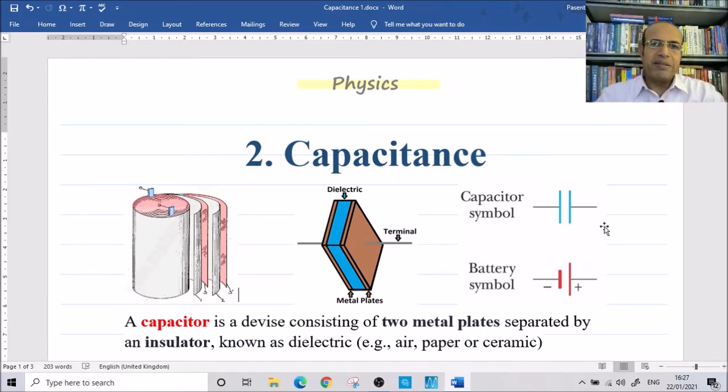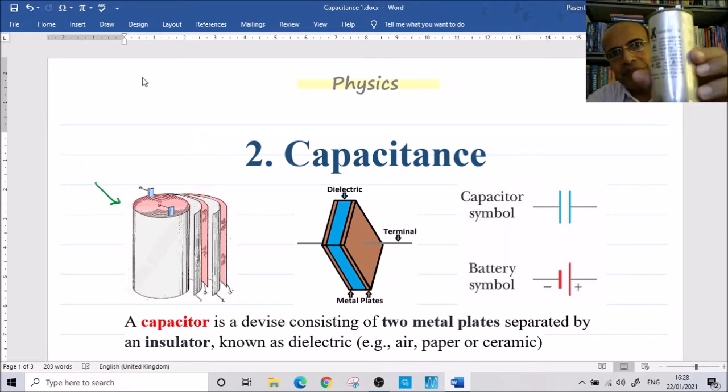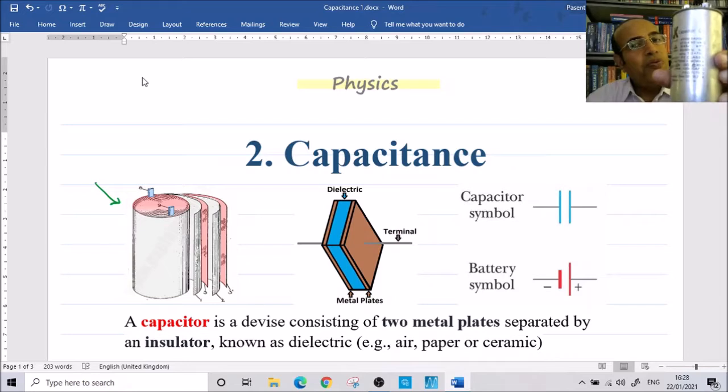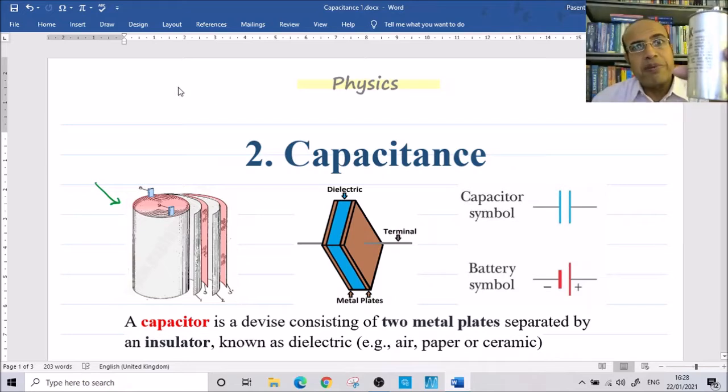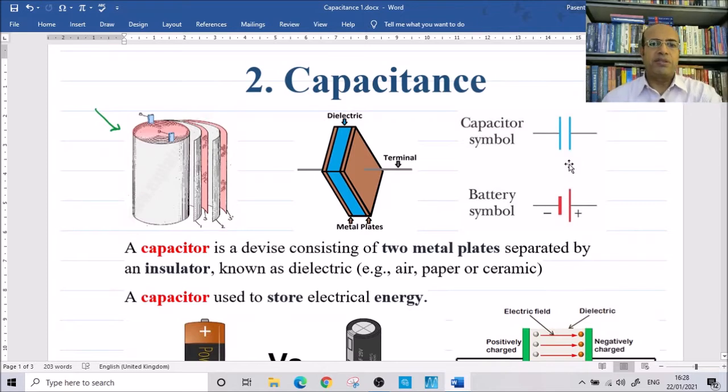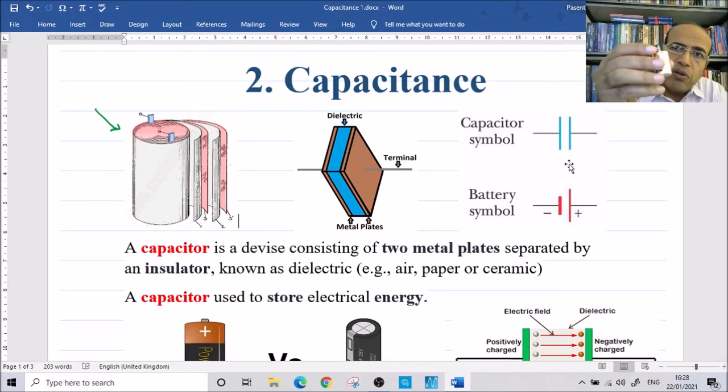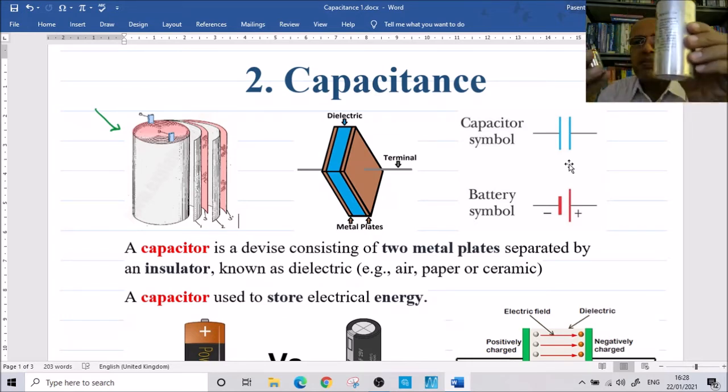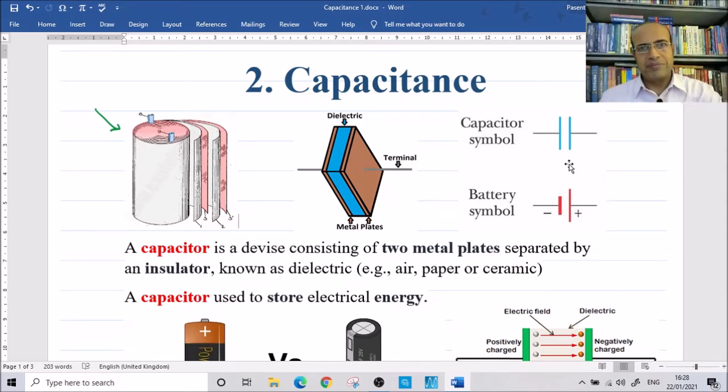But in practical terms, this is the practical capacitor. So what is the function of a capacitor? The capacitor is a device used to store electrical energy and release it. But the battery also stores electrical energy. What is the difference between capacitor and battery? Let us see.